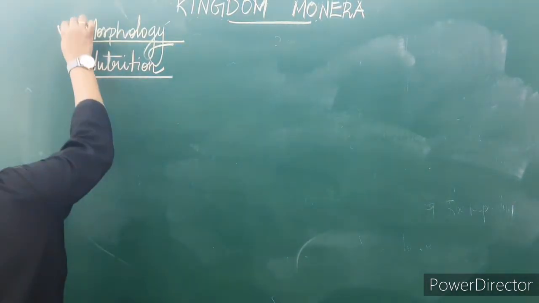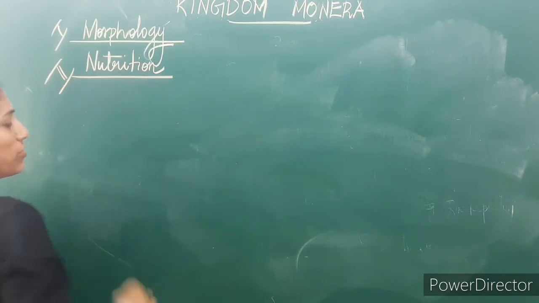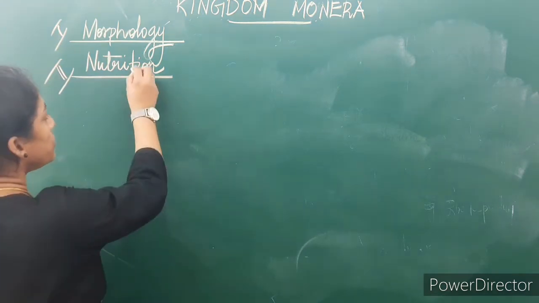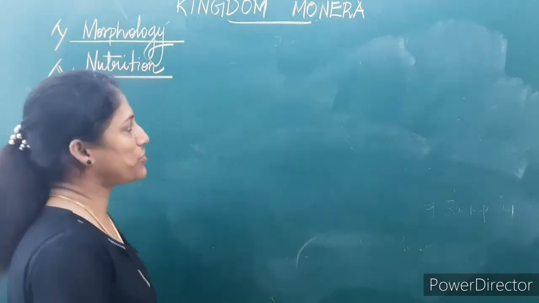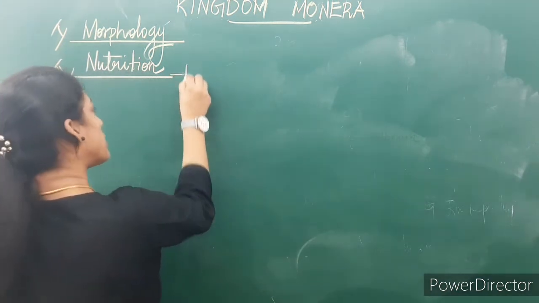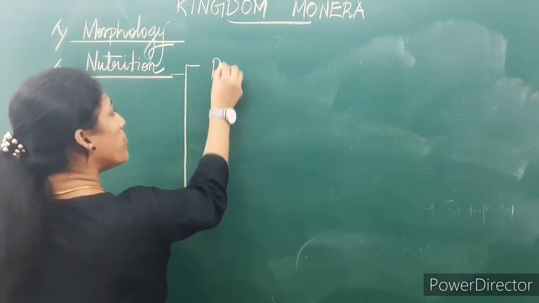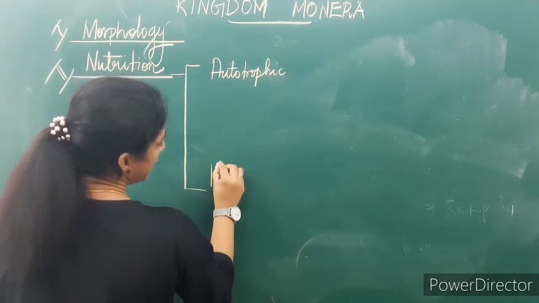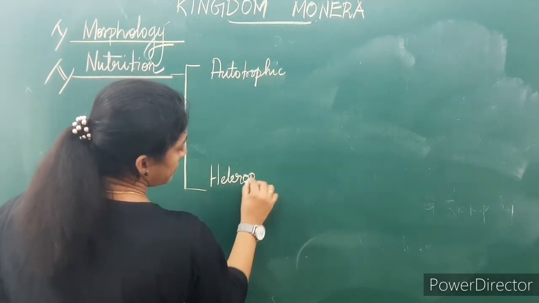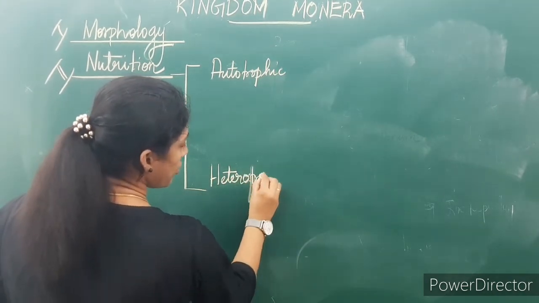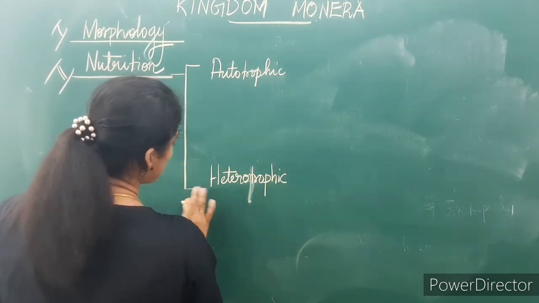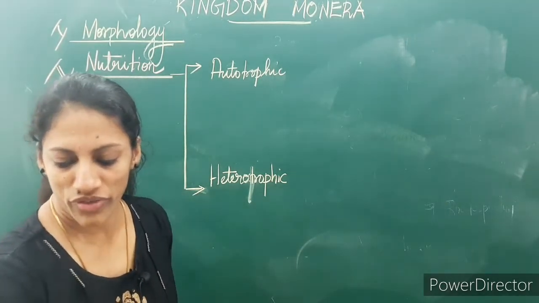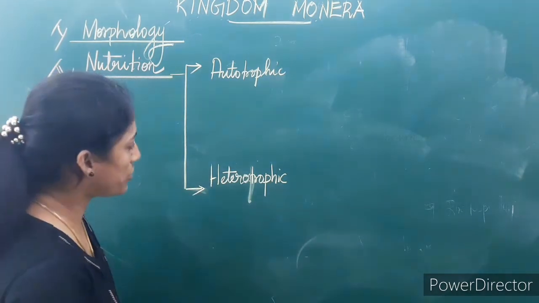Nutrition of bacterium. First we have discussed the morphology and the size also, micrometer size and average size. Then regarding the nutrition of bacterium, what type of nutrition is shown by bacterium? Bacteria show both autotrophic and heterotrophic nutrition. That means some bacteria are autotrophic whereas some bacteria are heterotrophic.